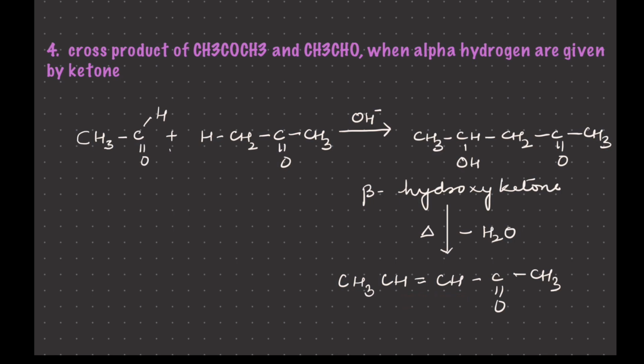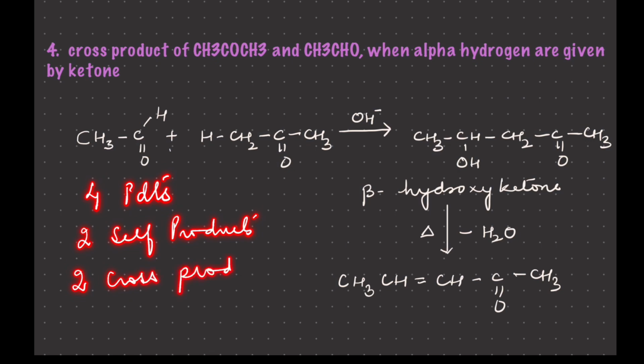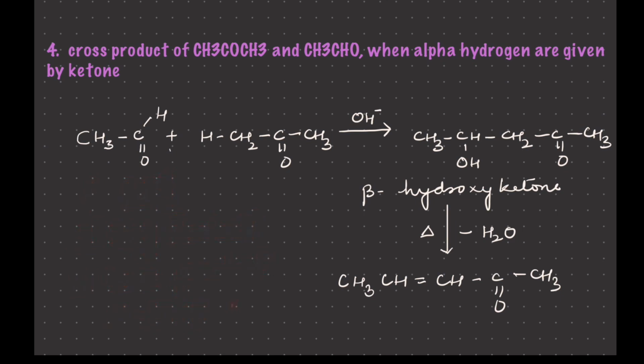So mind it, we get 4 products: 2 self products and 2 cross products. And in both the cross products, please note that the species which is providing the alpha hydrogen, that functional group will remain.